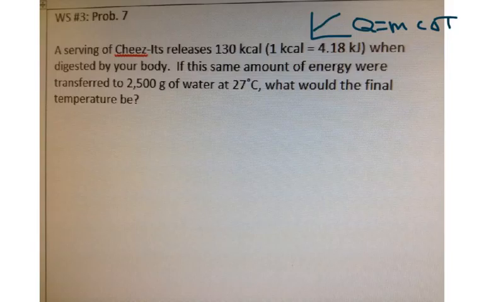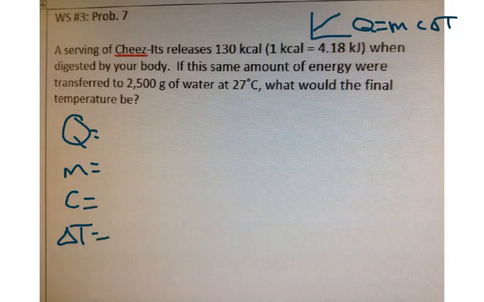So I know I need to know all of my variables except for one of them. So I'm going to write down C and I'm going to write down delta T. All right. In this problem, it tells us what Q is, and it says that Q is 130 kcals. And a kilocalorie is a form of an energy unit, just like joules is. Calories are just the unit that we use in food. So for right now, I'm going to write down 130 kcals.